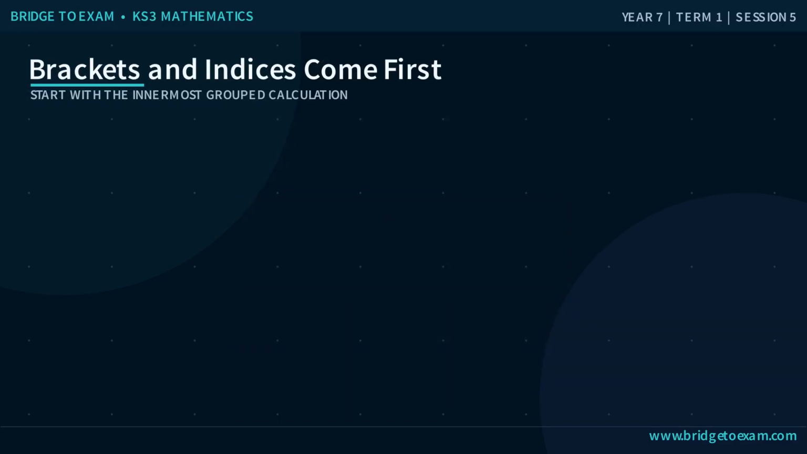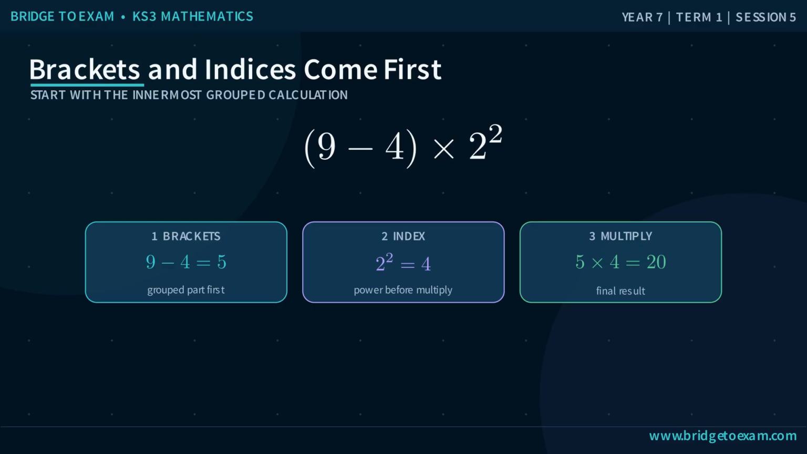Start with brackets and indices. In 9 minus 4, all inside brackets, the bracket equals 5. Then 2 squared equals 4. So the expression, open bracket 9 minus 4 close bracket times 2 squared becomes 5 times 4, which equals 20. If brackets are nested, begin with the innermost pair. Brackets tell you which calculation must be treated as one grouped part.